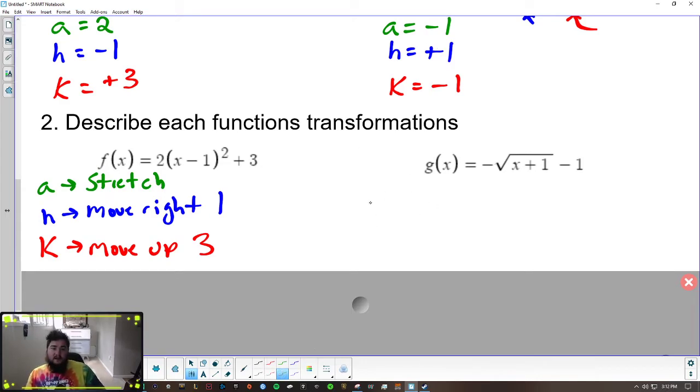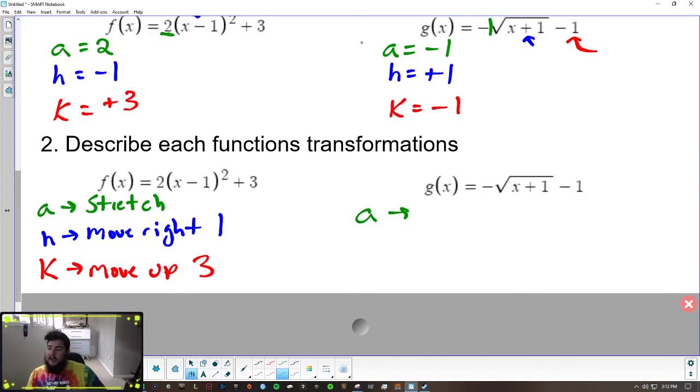Okay, let's do the same for our second one. We said our a value was negative 1. Well, 1 isn't greater than 1, and it's not between 0 or 1, so our graph won't stretch or compress. But because a is a negative 1, we know it's going to reflect over the x-axis.